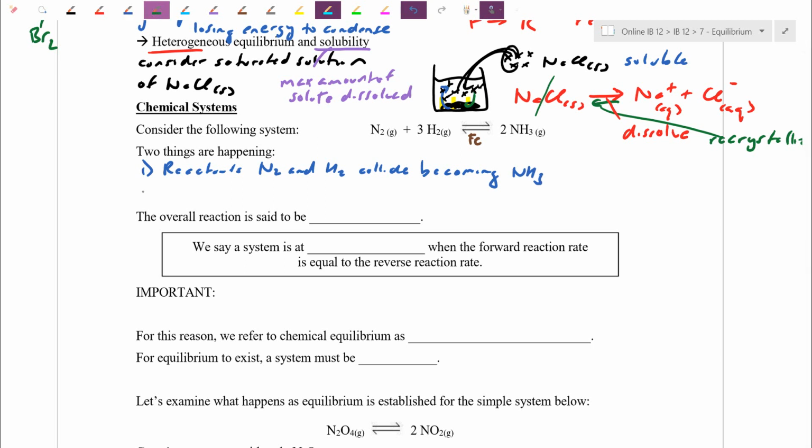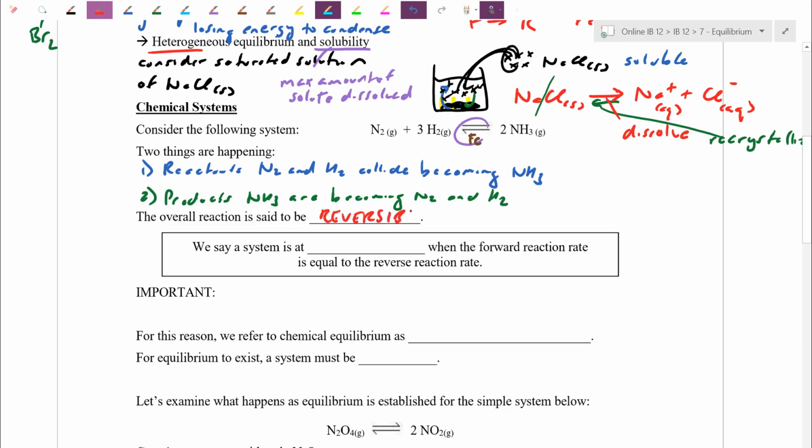And then the reverse direction is where we have products around. The products NH3 are becoming N2 and H2. So when we hit equilibrium, we start seeing this symbol for equilibrium. The reaction can now proceed both ways. Reactants can go forwards, or the products can come backwards. So the overall reaction here is said to be reversible, right? You can go back and forth. And again, we would wait.